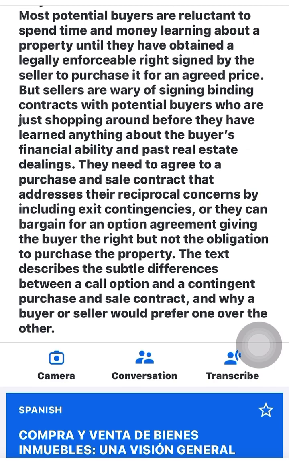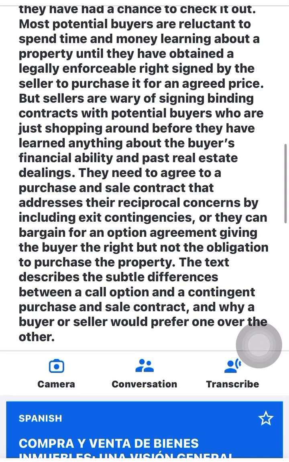But sellers are wary of signing binding contracts with potential buyers who are just shopping around before they have learned anything about the buyer's financial ability and past real estate dealings. They need to agree to a purchase and sale contract that addresses their reciprocal concerns by including exit contingencies. Or they can bargain for an option agreement giving the buyer the right but not the obligation to purchase the property. The text describes the subtle differences between a call option and a contingent purchase and sale contract, and why a buyer or seller would prefer one over the other.